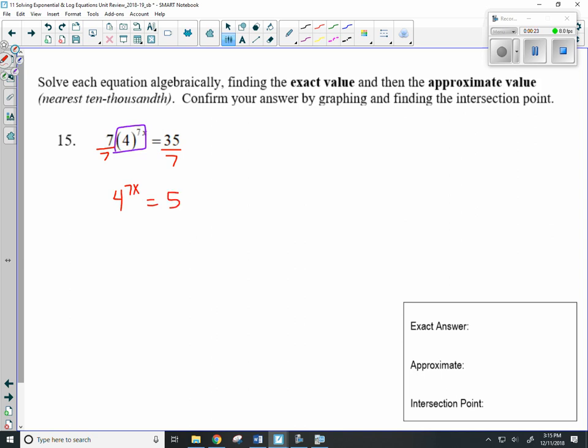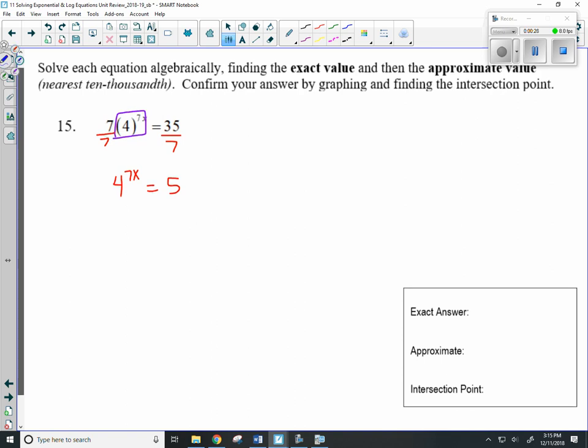Now, right now that x is trapped up in the exponent, so we can use logarithms to get it down. In this case, our base is 4, and we have a 5 on the other side, so it really doesn't matter whether you use natural log or the common log.